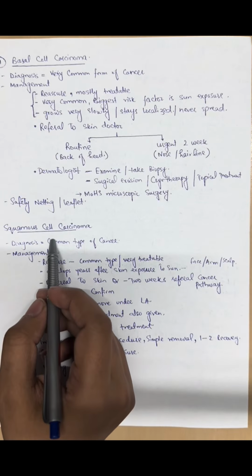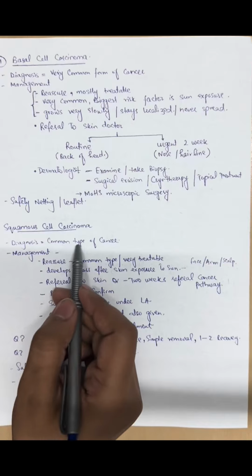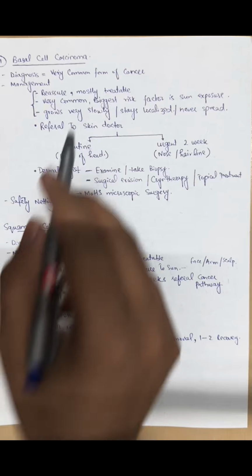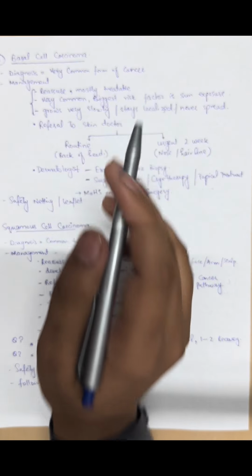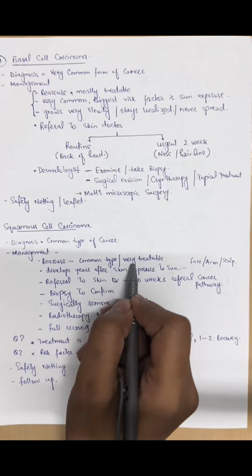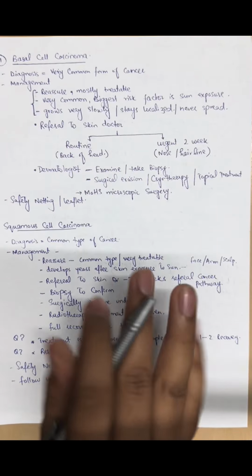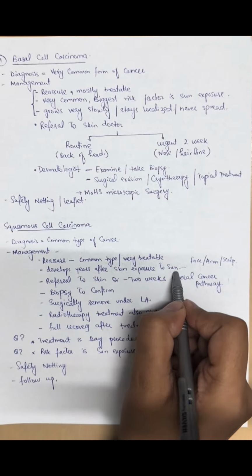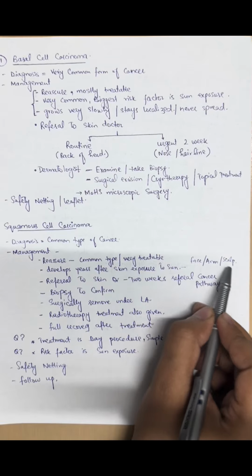Then squamous cell carcinoma. You have to tell the diagnosis, that it's one of the common types of skin cancer. In terms of management, again you have to reassure them that they need not worry, it's a common type of cancer and it is very treatable. It develops years after sun exposure, and it's mostly present on the face, arm, and scalp.